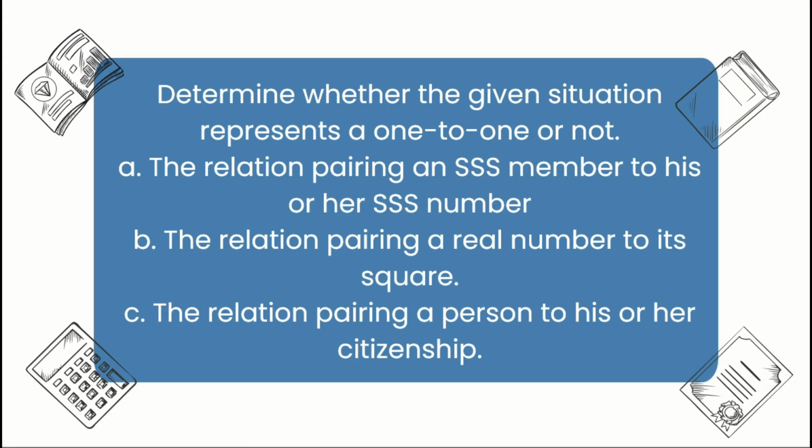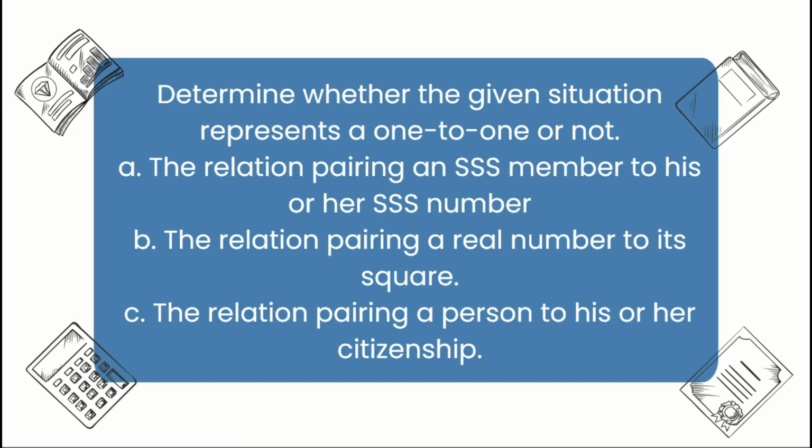So for some examples, let us determine whether the given situation represents a one-to-one function or not. For letter A, the relation pairing an SSS member to his or her SSS number. In this case, each SSS member is assigned to a unique SSS number, and thus this relation is a function. And also, two different SSS members cannot be assigned with the same SSS number, and thus the function is one-to-one.